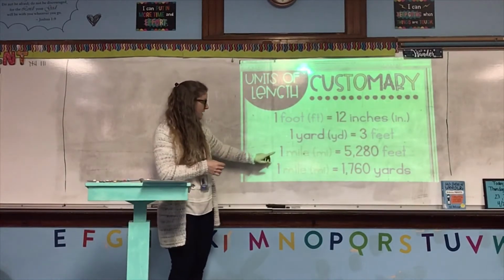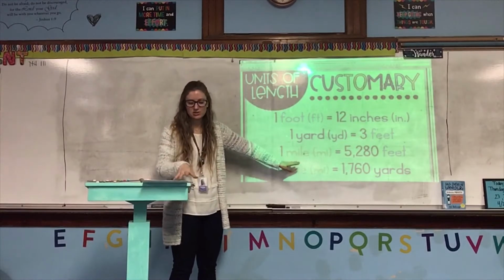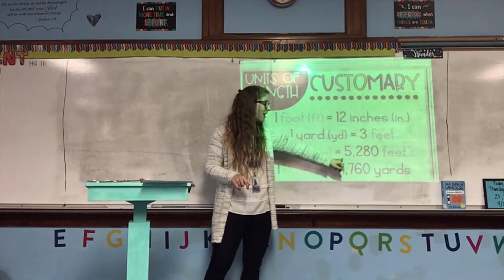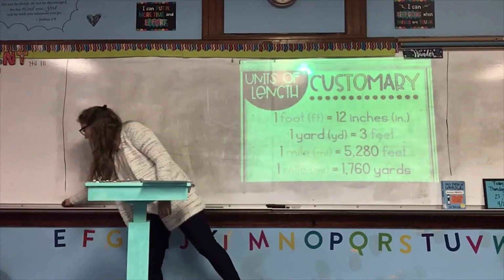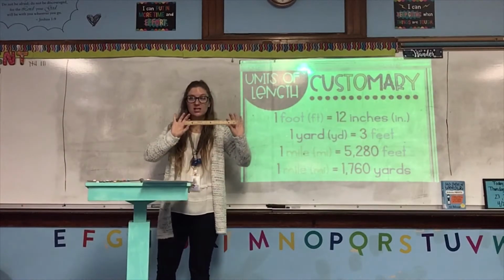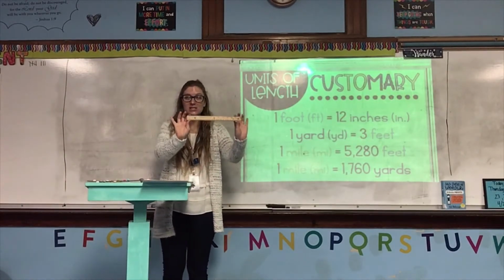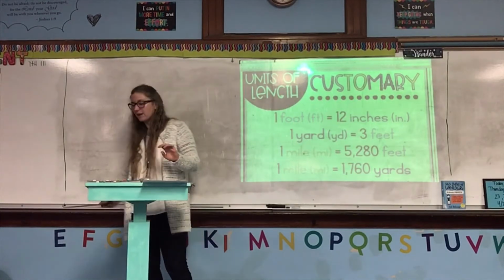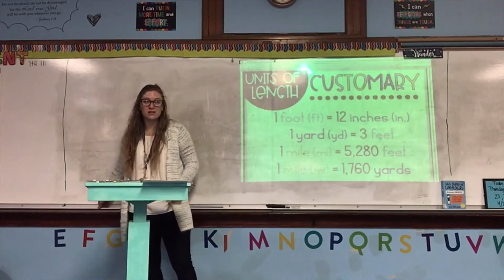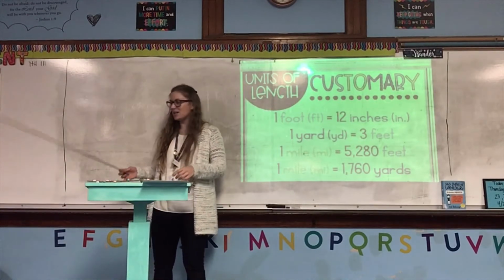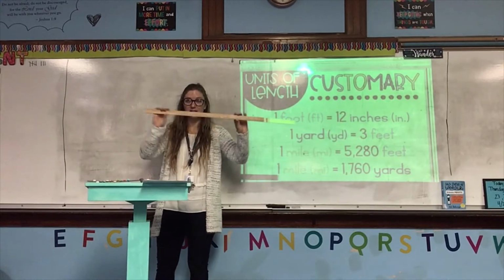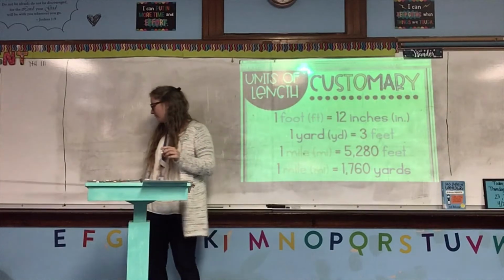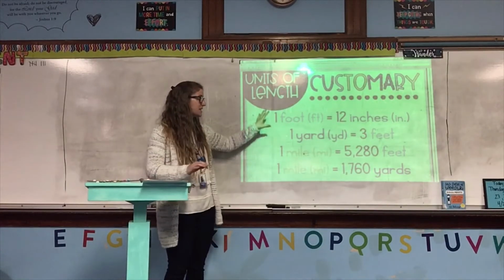This chart also tells us that, this says mile. You can see it on your chart, but my chart is a little hard to read. 1 mile is the same as 5,280 feet. So if you had 5,280 of these yardsticks and put them end to end, you would end up a mile away from where you started. 1 mile is also the same as 1,760 yards. So if you had 1,760 yardsticks and lined them up end to end, you would end up a mile away from where you started.